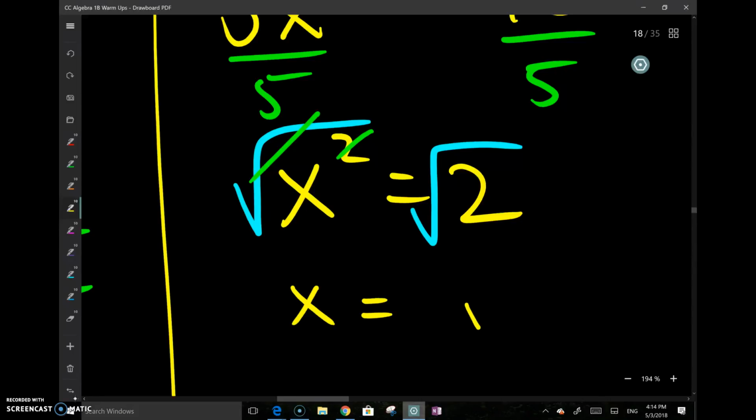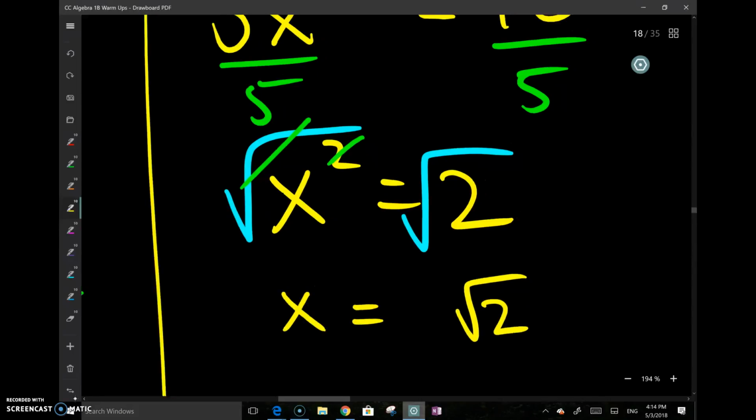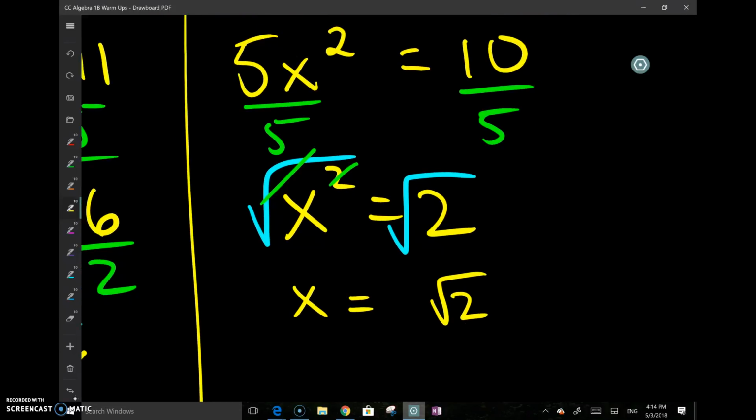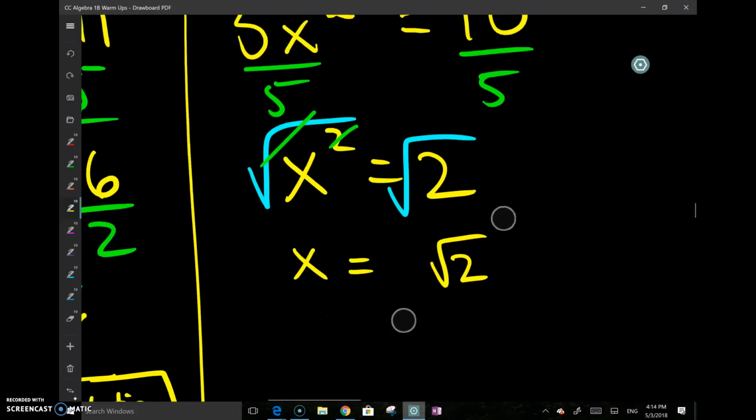Now I have a radical 2. This radical 2 is not a perfect square. And I need to simply bring it down because of that. I cannot do anything with this. I could put it into a calculator and it would give me about 1.4 something, 1.41, something like that. But I'm not going to do that. Okay, I'm going to leave this right there.